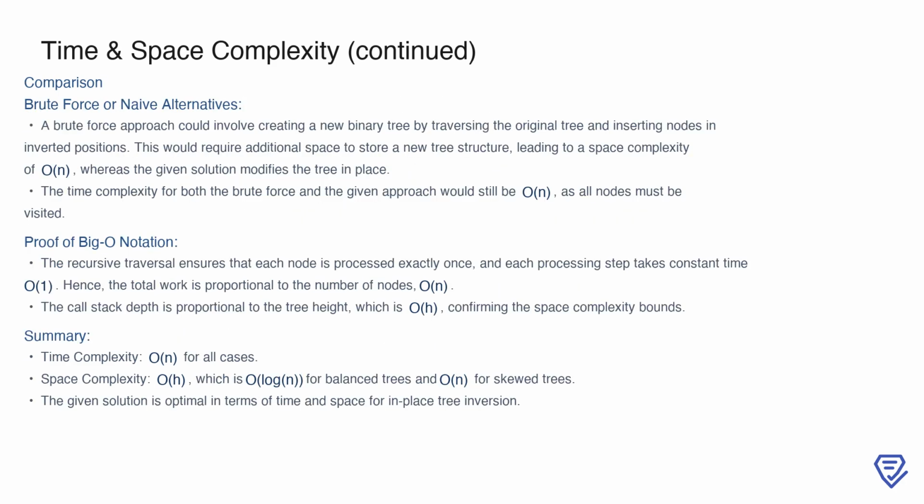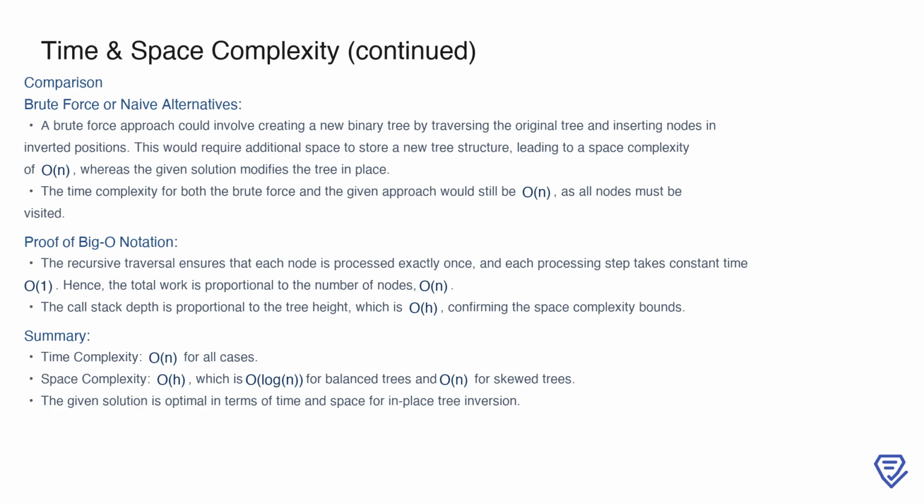Now, comparing this solution to a brute force or naive alternative, we see clear advantages. A brute force approach might involve constructing a new binary tree by traversing the original tree and inserting nodes in inverted positions. While functional, this would require additional memory to store the new tree structure, resulting in a space complexity of O(n). In contrast, our solution modifies the tree in place, minimizing space usage. It's worth noting that both approaches share the same time complexity, O(n), since all nodes must still be visited.